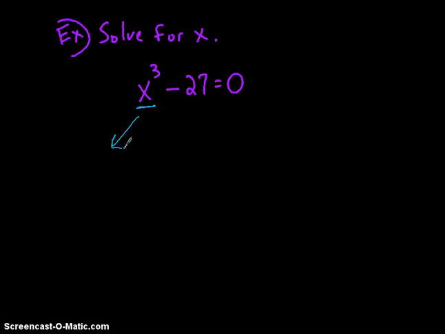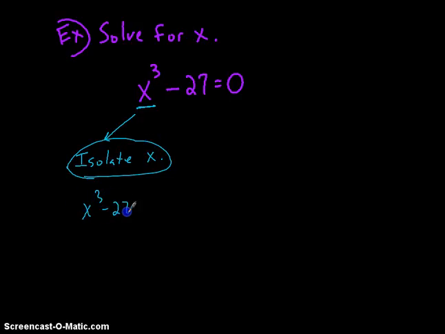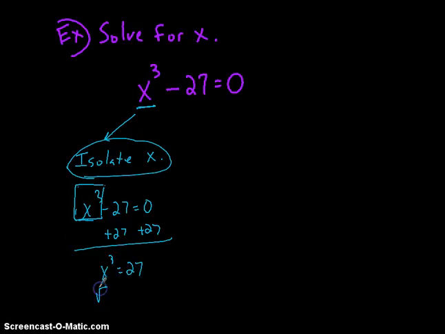So my first step could be isolate x. So I could take x cubed, subtract 27, and the goal is to get x cubed by itself. So you add 27. And you get x cubed equals 27. In this case, I could cube root both sides. And I get x equals 3. So that's a perfectly fine answer.